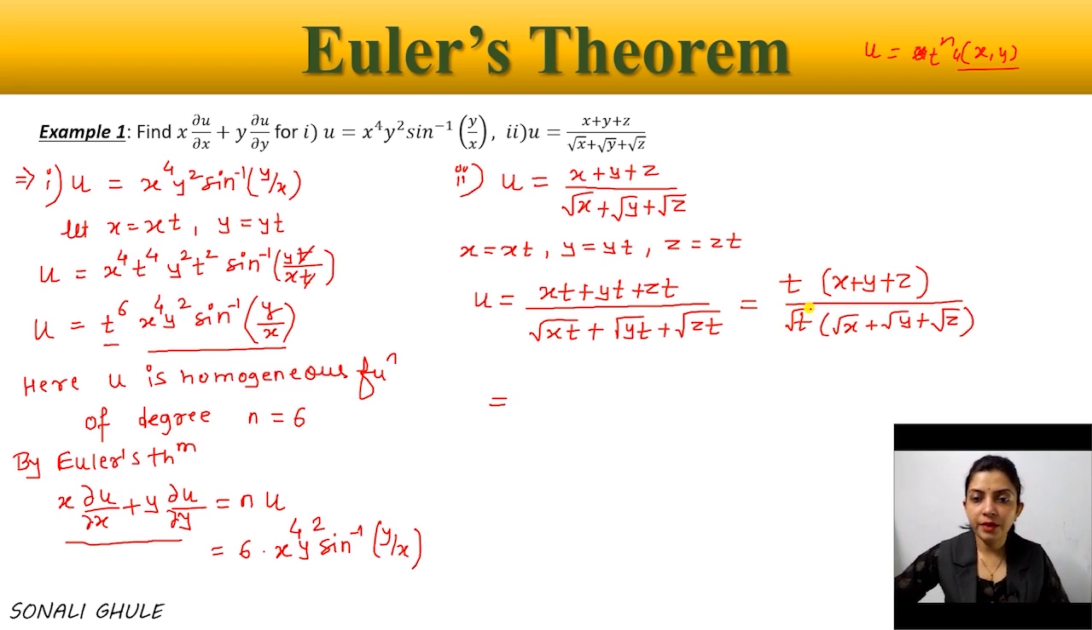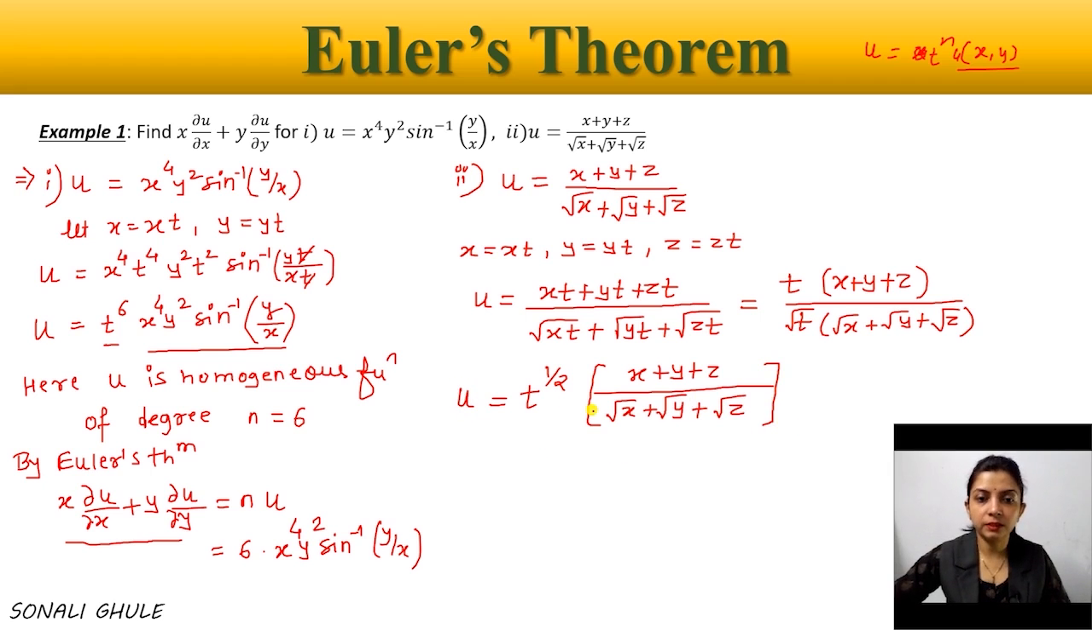So, when I do the calculation, as the base is the same, t, 1 minus 1 by 2 will be 1 by 2. So I'll get t raised to 1 by 2 only. And what is the function? x plus y plus z upon root x plus root y plus root z. Right? That is our u after putting x equal to xt and y equal to yt.